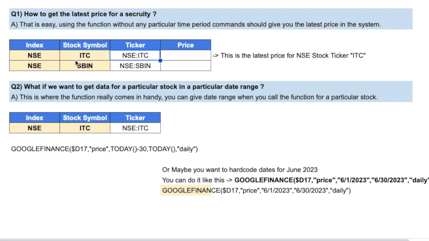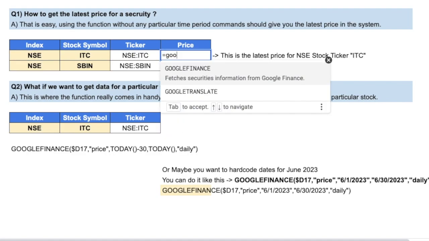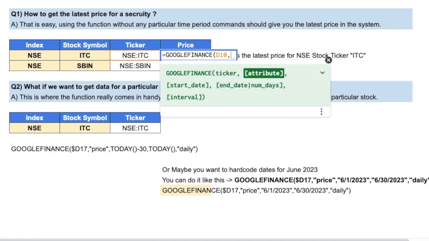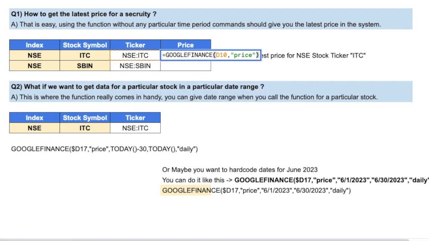So I'll be taking NSE index because I live in India and NSE is the major index. And I'll be picking the stocks of ITC and SBI. For the ticker, we just combine the index and the stock symbol, and for price, we just need to write Google Finance. Ticker is D10 and attribute is price. When you add these metrics, you will get the latest price for NSE stock ticker ITC. You copy it below, you'll get the latest price for SBI, State Bank of India, as per the latest information that I have.